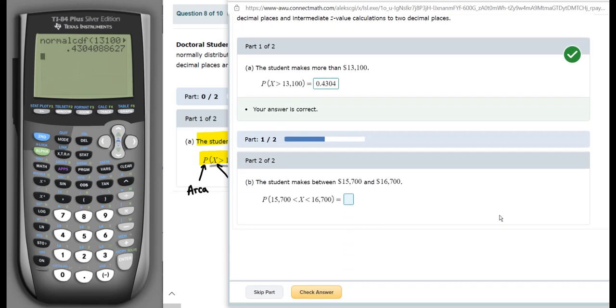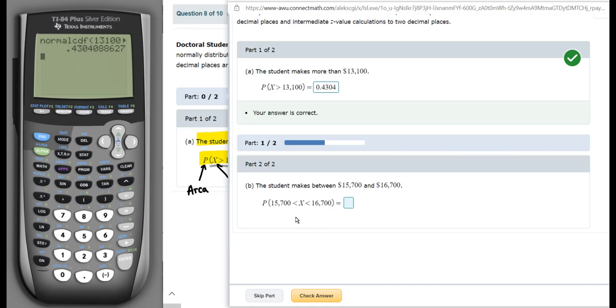Okay, it went through. Now we have a similar question. We are looking for the probability of x between 15,700 and 16,700. I'm not going to draw it right now. I'm just going to go to the calculator to see how easy it is. Again, what we do is second, then vars, then normal CDF, enter.